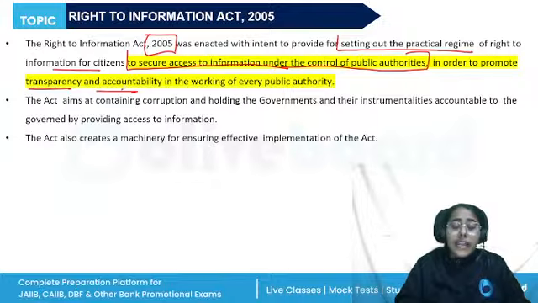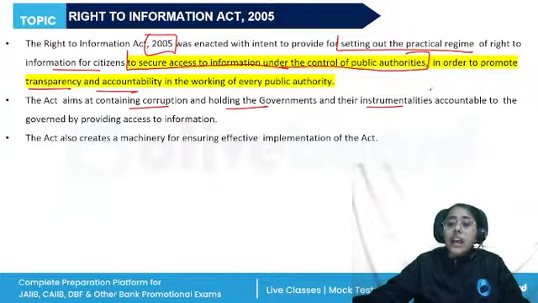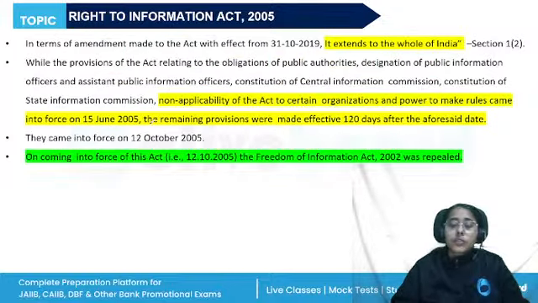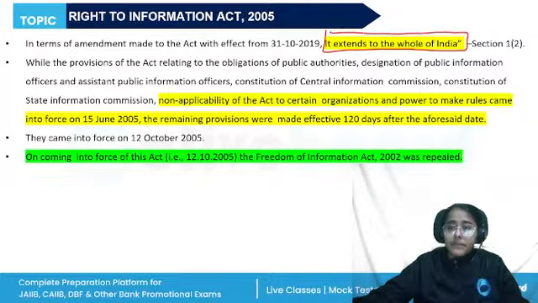All right. So, the aim of the act is to reduce corruption and hold the governments and instrumentalities accountable to the governed by providing access to information. Also, it creates an effective machinery for the implementation of the act. So, if we talk about the implementation, it extends to the whole of India with effect from 31st of October 2019. From 2019, it extends to the whole of India.